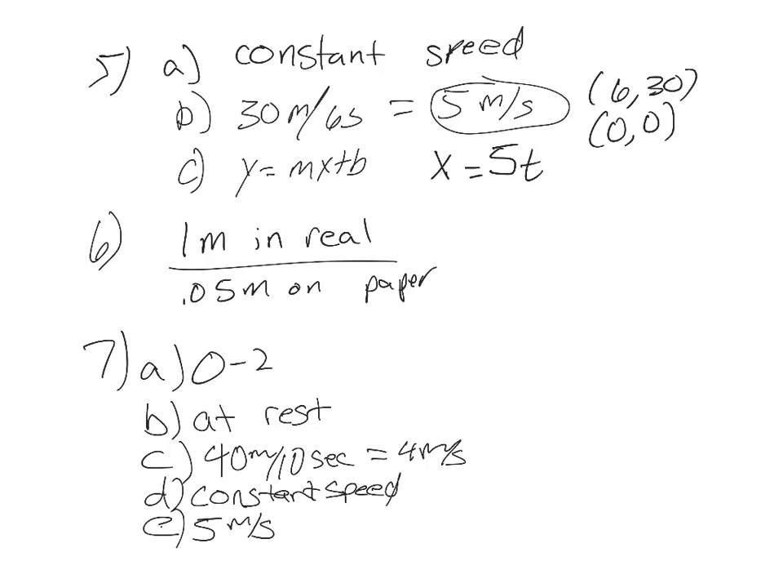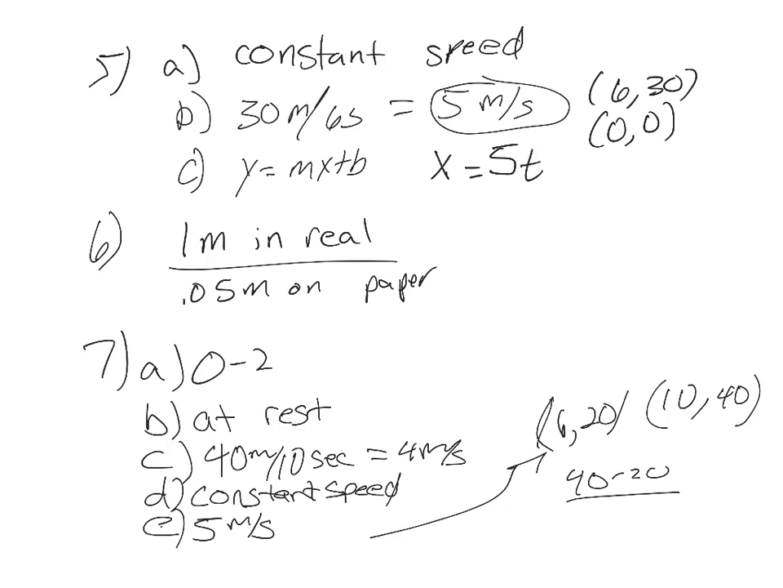Be sure, when you're doing that, to use the points that are easy to find. So for instance, I'm going to use 6 and 20 and 10 and 40. Those are going to be my 2 points. If I did this, you would get 40 minus 20 over 10 minus 6, which would be 20 over 4, which would be 5 meters per second.